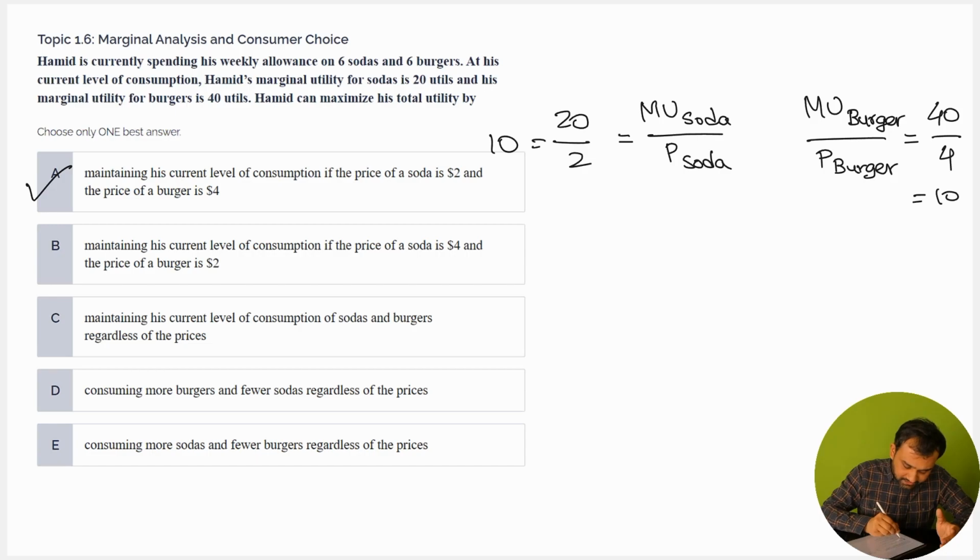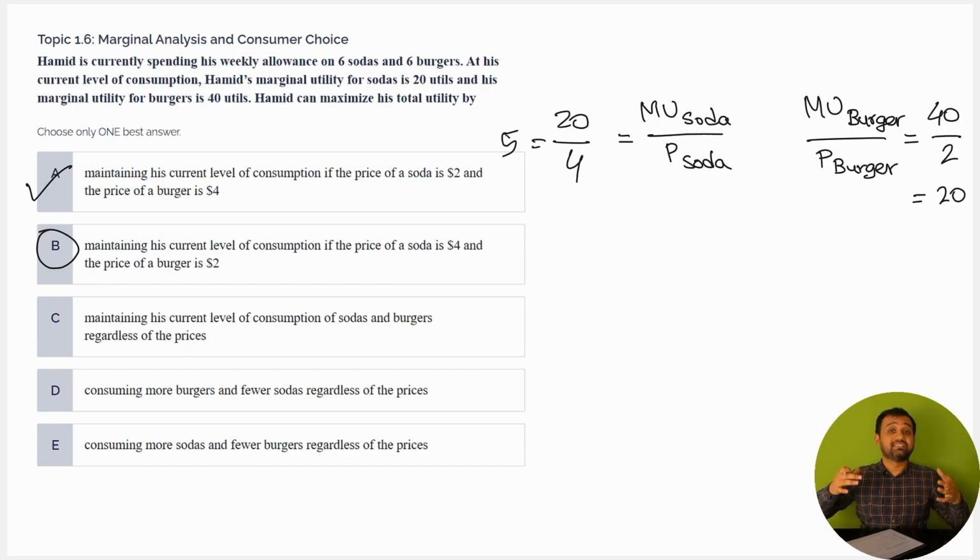If you look at option B, where the price of a burger is $2, whereas the price of a soda is $4, in that situation, you will find that the marginal utility per dollar is vastly different. So marginal utility per dollar from burger is 20 in that case, and 5 in this case. In that situation, Hamid should be buying a lot more burgers and taking away money from soda purchase.